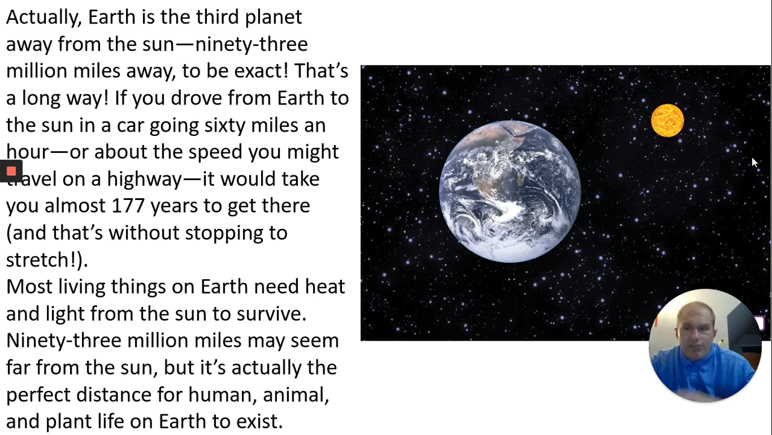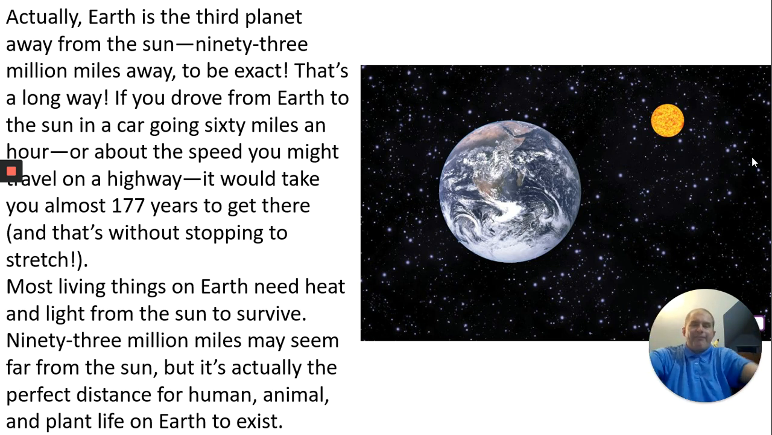Actually, Earth is the third planet away from the sun. 93 million miles away, to be exact. That's a long way. If you drove from Earth to the sun in a car going 60 miles an hour, you might travel on a highway. It would take you almost 177 years to get there. And that's without stopping to stretch.